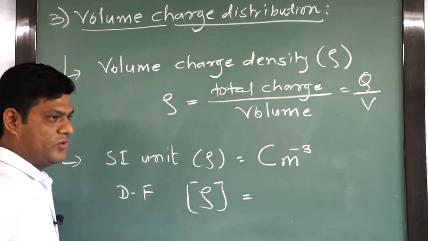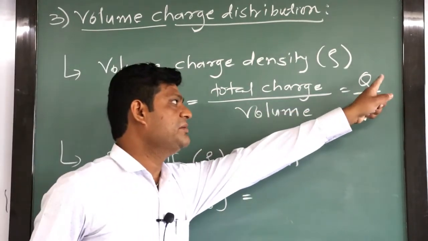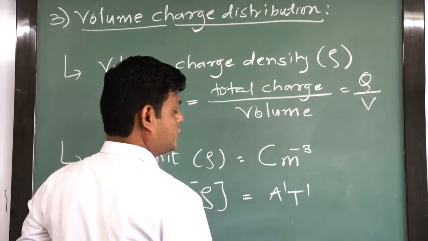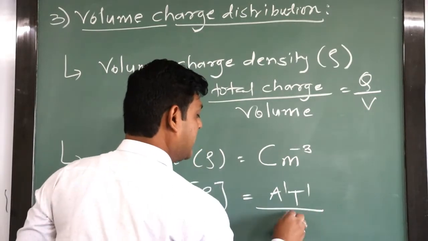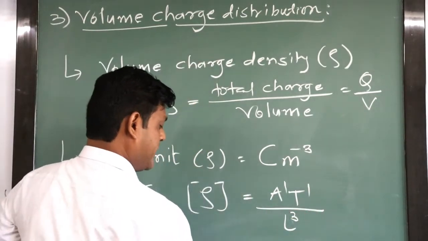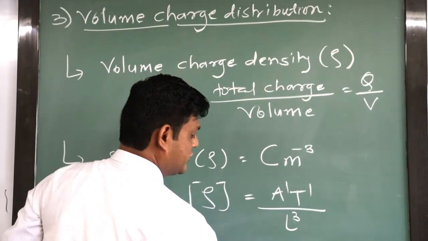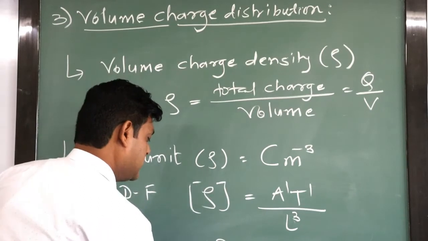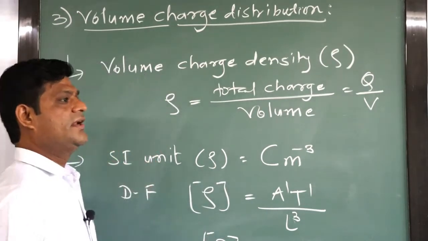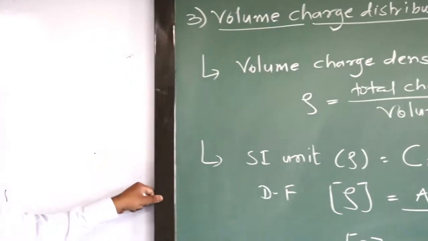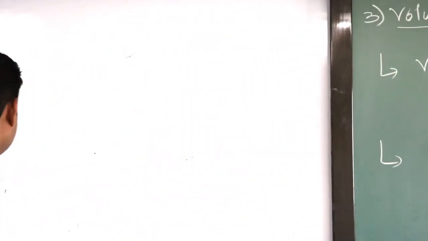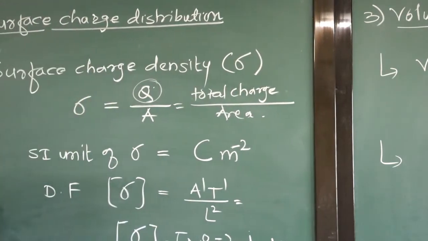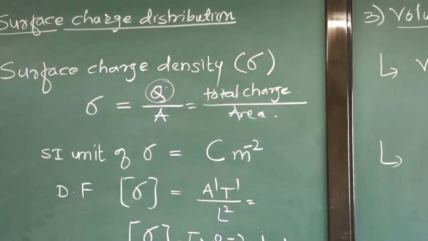And next, the dimensional formula for rho. What is the dimensional formula for rho? Again, see, it's very simple. For the charge Q, we will write A raised to 1, T raised to 1. And for the volume, we will write L raised to 3. So finally, M raised to 0, L raised to minus 3, A raised to 1 and T raised to 1. This is the dimensional formula for rho, right? So these are the three types of distribution in the textbook. You just take a screenshot of this, and we will move ahead.